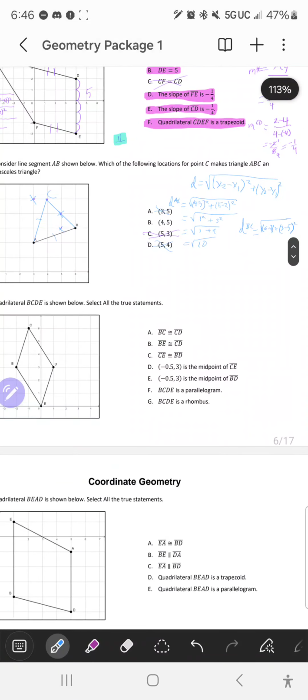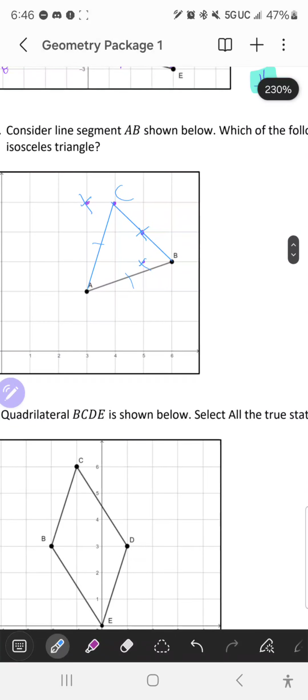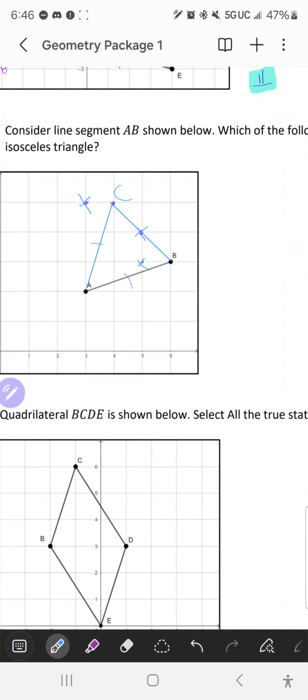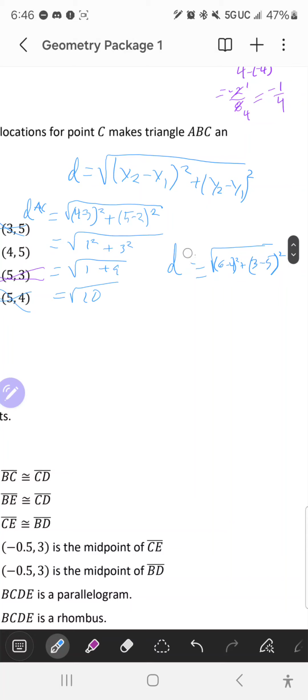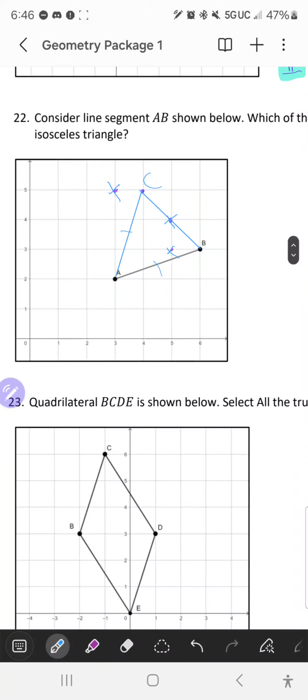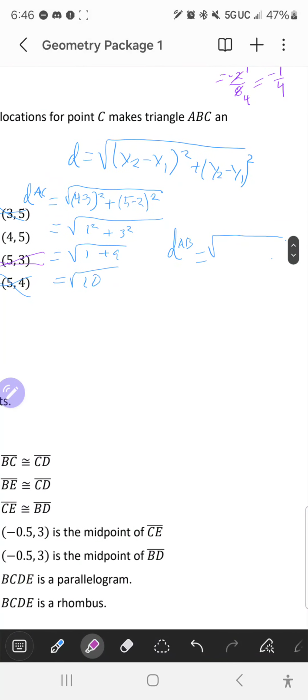I think I did something wrong. Oh, I was looking at the wrong side. You see that I marked AC equal to AB, and I was calculating BC. So what I need to calculate now is AB, not BC. That's the reason I was getting a wrong answer. So be careful with which line you're calculating. I marked here that these two lines look like each other. So now let's calculate AB.